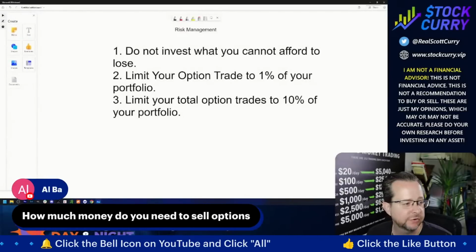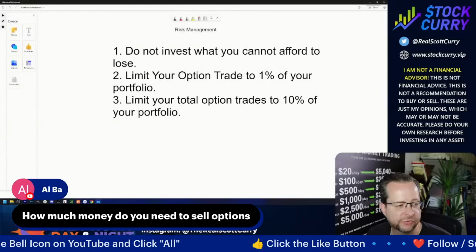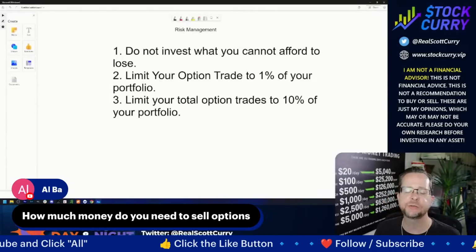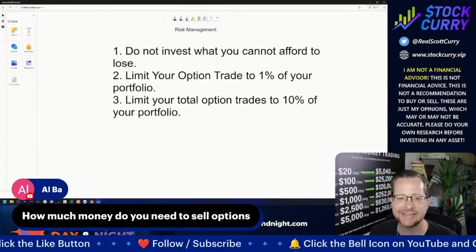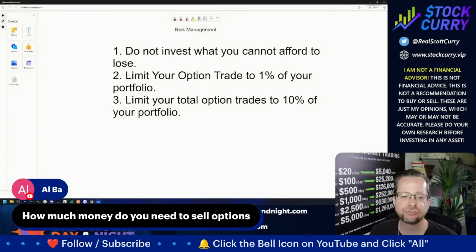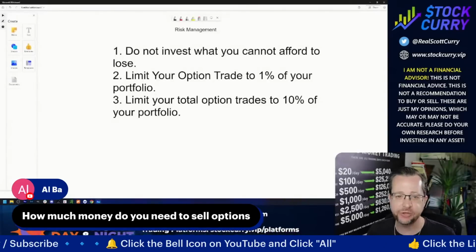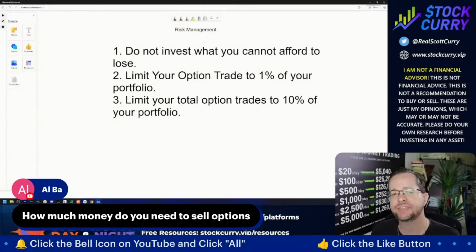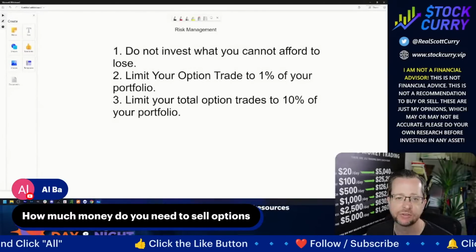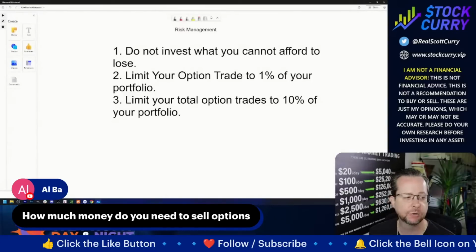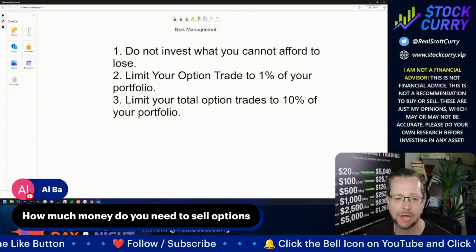How much money do you need to sell options? Okay, good question. When you trade options specifically for selling them, if you're going to do a multi-leg option, you're going to need a margin account and $2,000. Those are going to be your minimums. You need a margin account and $2,000 in order to sell options.